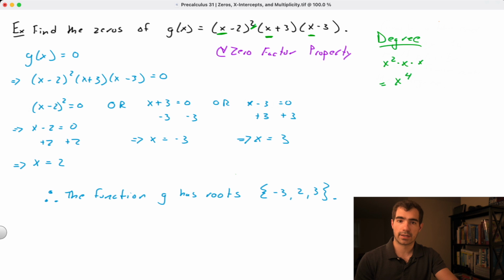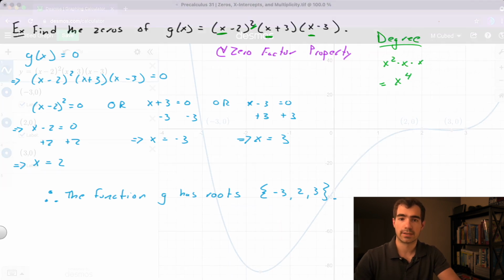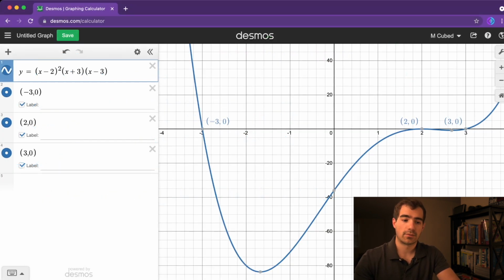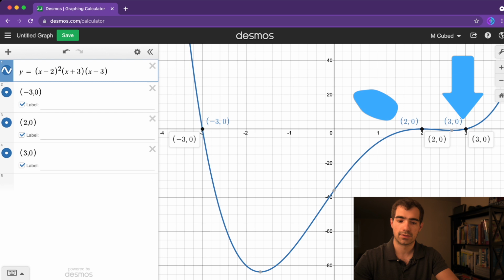But this does bring us to something interesting, because the behavior of this root at x equals 2, where we have this square factor, is going to be a little bit different than the behavior when we have a factor like x plus 3 or x minus 3. And to see that best, we'll want to take a look at the graph. And so here we have the graph of (x minus 2) squared times (x plus 3) times (x minus 3). And we'll see right on this graph, we have each of those roots at 3, 2, and negative 3.